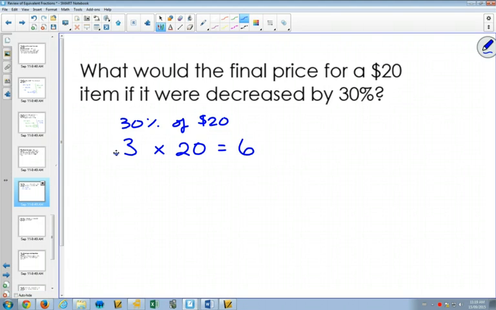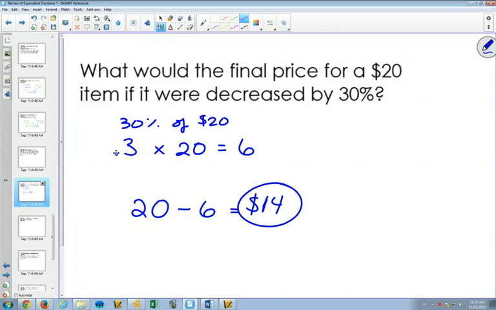Right, so if it's going to be decreased by 30%, that means $6 is going to come off of that, and you're going to get $20 minus 6 leaves you with $14. So the final price would be $14 if it was decreased by 30%. And how do you see that in a store? They have a big sign that says 30% off. So that means you take 30% of $20, find out that that's $6, and that's how much money would come off of the original price, and you would only have to pay $14.